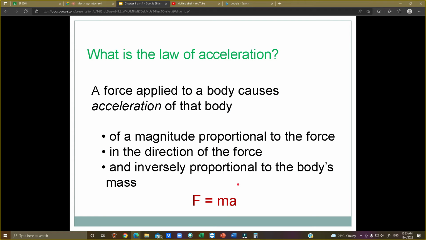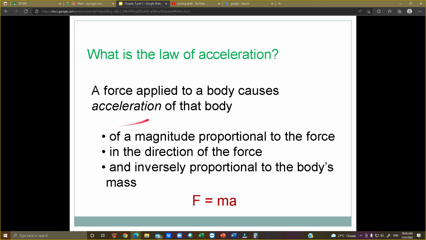Alright, this is the keywords. When you apply force to an object, it will cause acceleration towards the object. Okay, that is the first keyword. Second is the shape of the acceleration, bentuk dia. Okay, bentuk dia kita tengok kat sini.